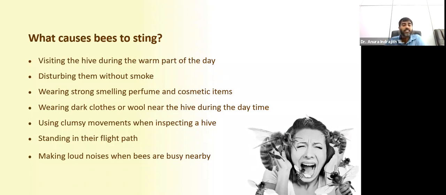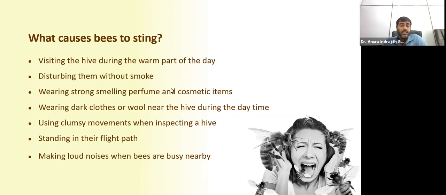Third, wearing strong smelling perfume and cosmetic items. Bees are very sensitive to smells. Pheromones are normally released in small amounts, so they are very sensitive to smell. If you use some cosmetics or perfumes, it will disrupt their normal behavior, and they can become aggressive and come and attack you. Fourth, wearing dark clothes or wool near the hive during the daytime. Always, light colors are best when you're handling bees.